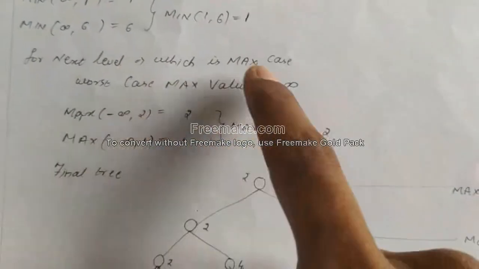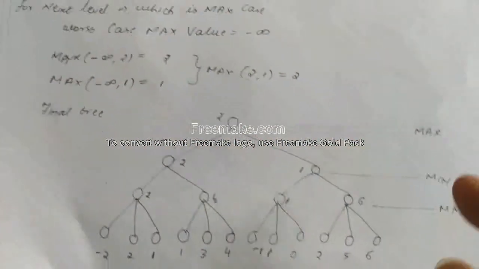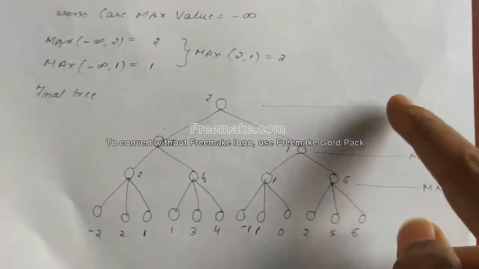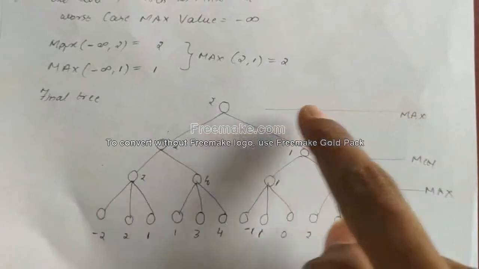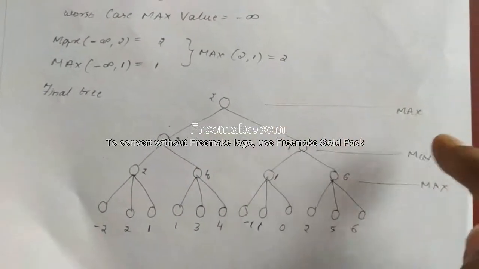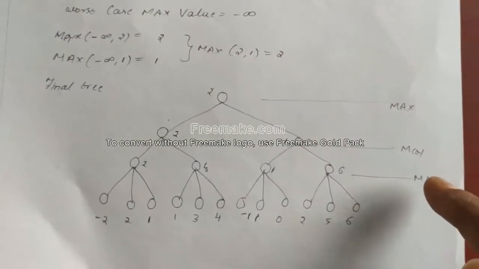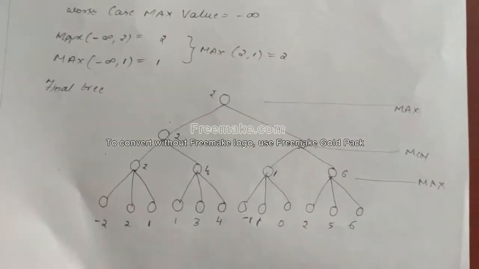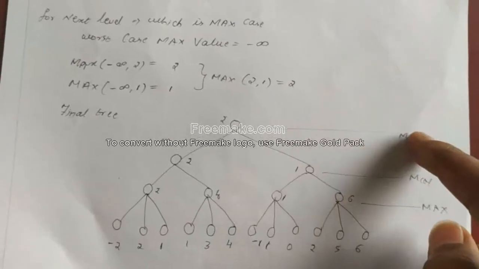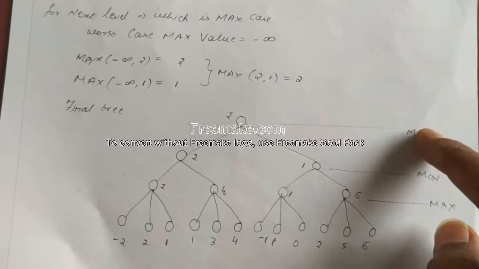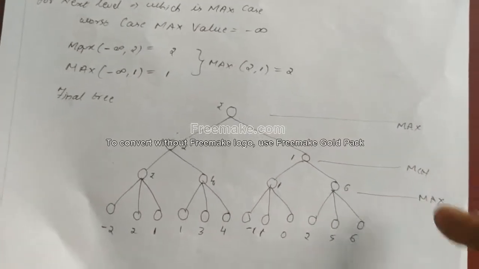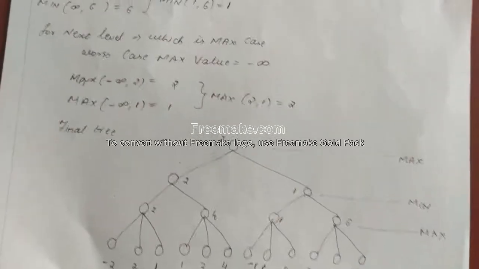So for the next level, which is the max case, as I already told you, while we are drawing the tree it needs to be named. If we consider the max case, it needs to be named as max, min, max. Max comes first, then min comes second, and max comes third, and so on. It keeps on alternating. When you consider a minimum case, it starts with the minimum. The root node is named as min, and the next node is max, and the next node is min, and it goes on alternating until it ends.